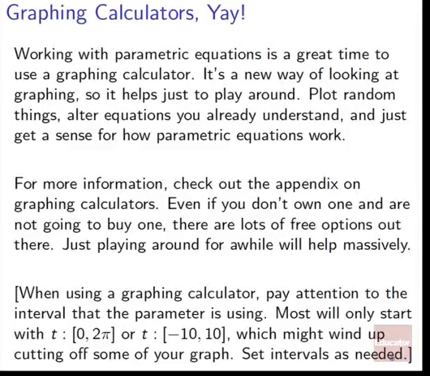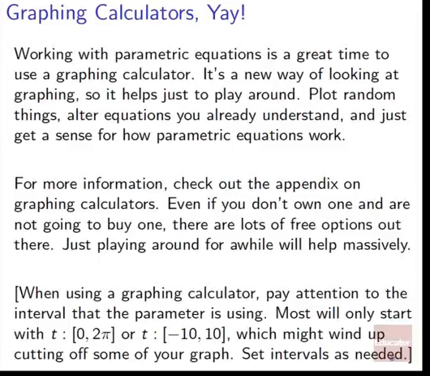Why? Because working with parametric equations is a great time to use a graphing calculator. It's a totally new way of looking at graphing. Even if you've seen it just a little bit before in previous classes, parametric equations take a little while to wrap your head around, this idea of something where you're not seeing t on the graph. T doesn't ever show up on the graph. You see its effects through x and y, but t itself never shows up on the graph.